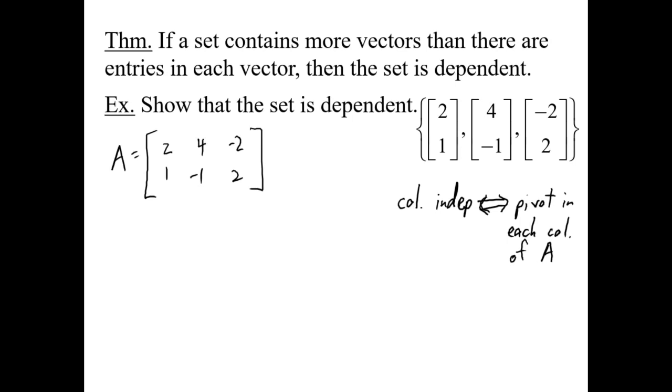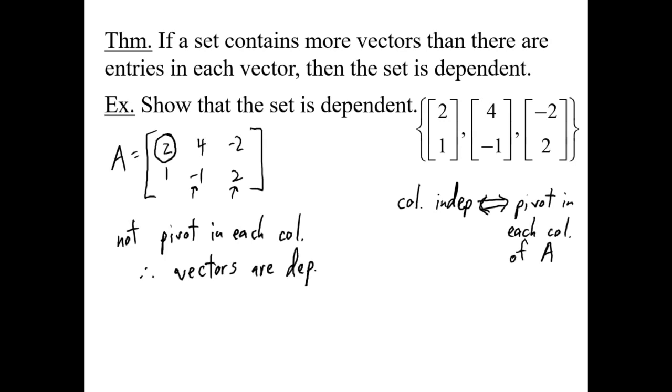Well, look at matrix A. There's no way for there to be a pivot in every column. Listen, even if there's a pivot here, maybe the other pivot is here, maybe it's here, maybe it's none of them, I don't know. But the point is, there is no way to have a pivot in all three columns if there are only two rows, right? Each row can only have one pivot. So right away, there's not a pivot in each column. Therefore, the vectors are linearly dependent.